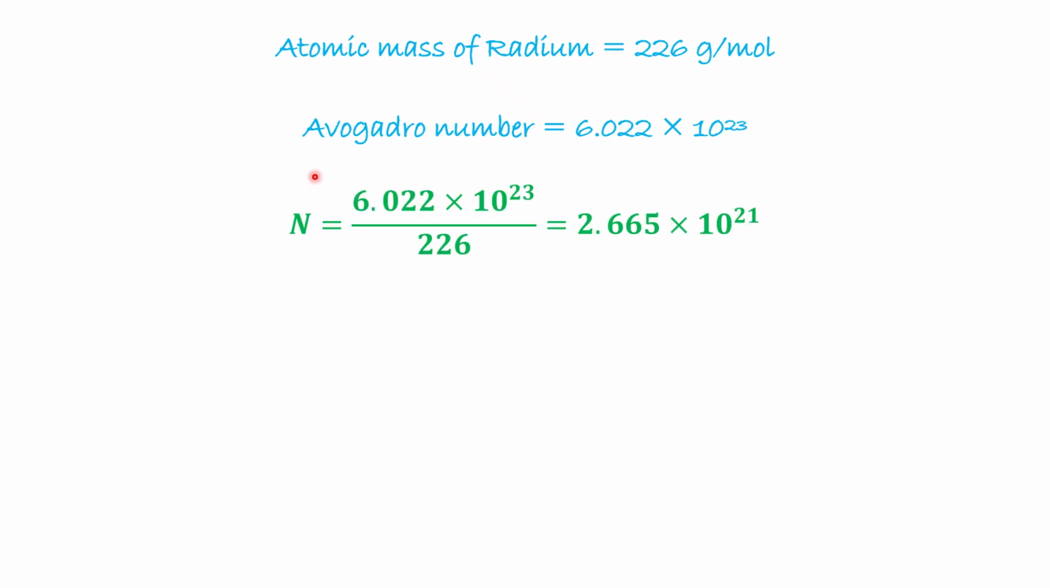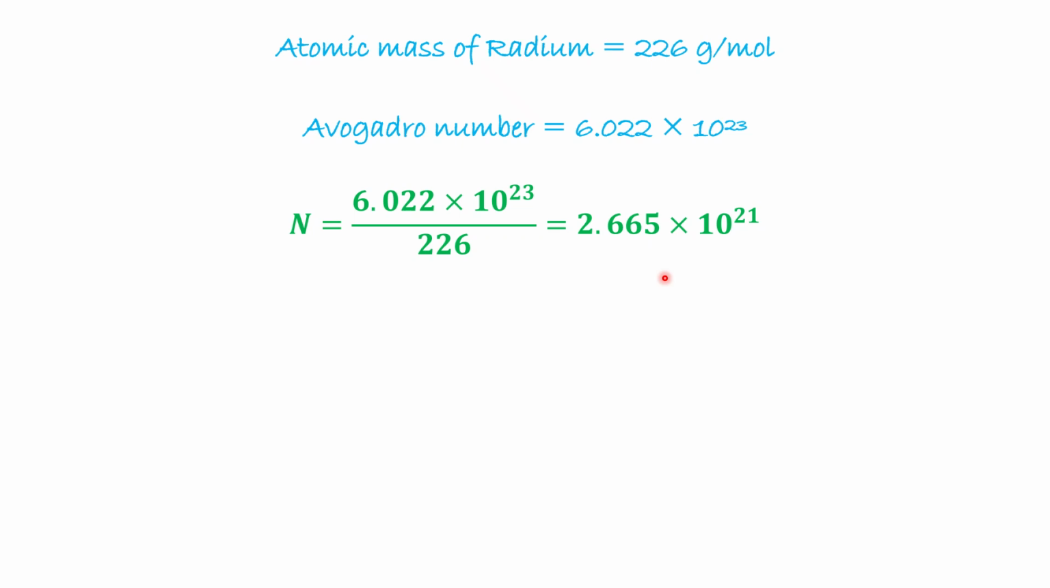N is the number of atoms. To find the number of atoms, we have to divide the Avogadro number by the atomic mass of radium. So we get 2.665 × 10^21, that is the number of atoms present in 1 gram of radium.